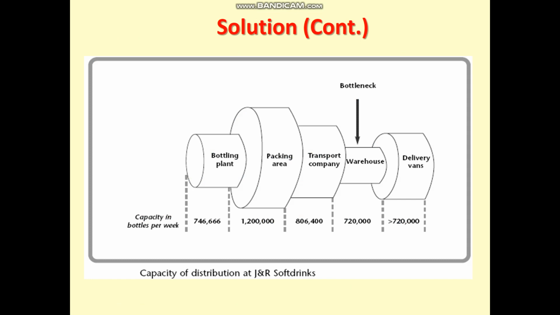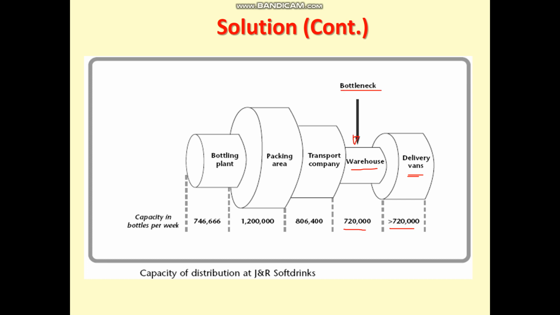Okay, so we have this system. The bottle plant can handle 746 something thousand bottles per week. The packing area can handle 1,200,000 bottles per week. Transport company can handle 806,000 plus bottle per week. Warehouse we can handle 720,000 bottles per week, and the capacity of the delivery vans is greater than the warehouse, so it's greater than 720,000 bottles. So here, when we look at here, we can see the bottleneck is here.